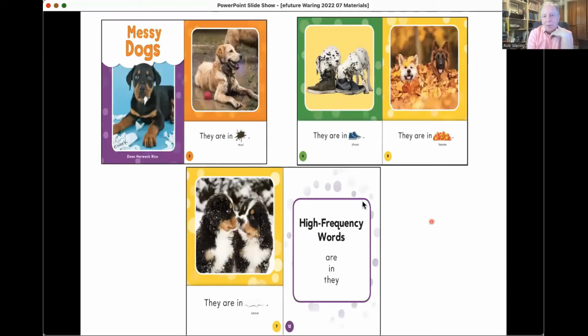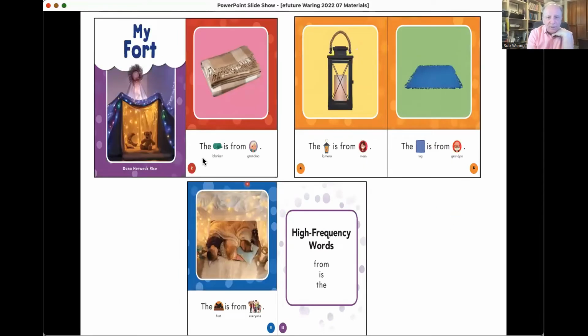And here's an example. They are in mud, they are in shoes, they are in. So these are the words that we're focusing on in this type of book. Here's another example. This is the blanket from grandma. This is the something from. So again, this is very much about practicing grammar patterns, building vocabulary with grammar, seeing how they fit together. These are very much study materials, very much on the study end of the scale.